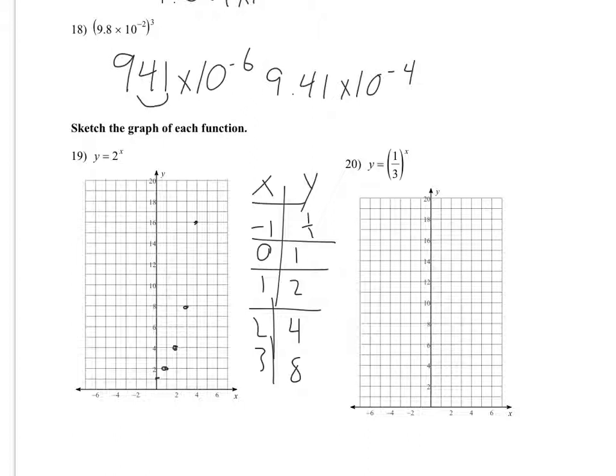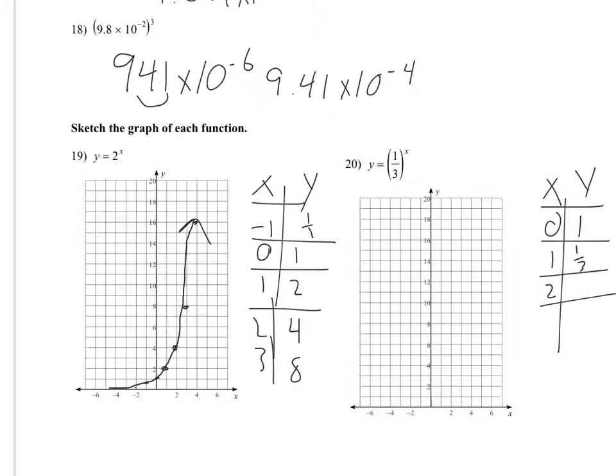And if I plug in a -1, I get a 1/2 unit, quarter, and so I get that for a graph there, okay? All right, 1/3. So, make a table. If I plug in a 0, I get a 1. If I plug in 1, I get a 1/3. If I plug in a 2, I get 1/3 squared, which is 1 squared, which is 1 over 9. And then if I plug in a 3, I'd get 1 over 27.